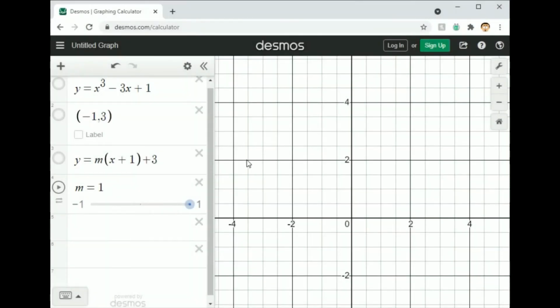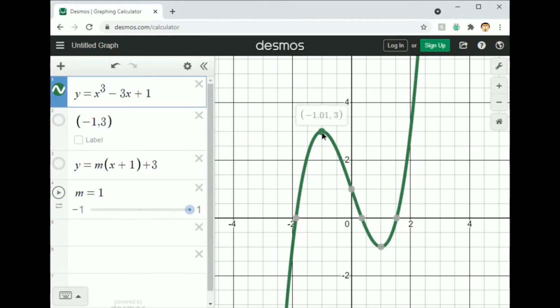Okay, so in Desmos, I've already got some of this started so that we can see it all. First of all, I put in the function that we're looking at, y equals x cubed minus 3x plus 1. Not the prettiest function, but not the ugliest one. What we want to do is see if we can estimate the slope of the tangent at a few different points. The first point is at x equals negative 1, and when x equals negative 1, y equals 3. So I've actually plugged that point in already.